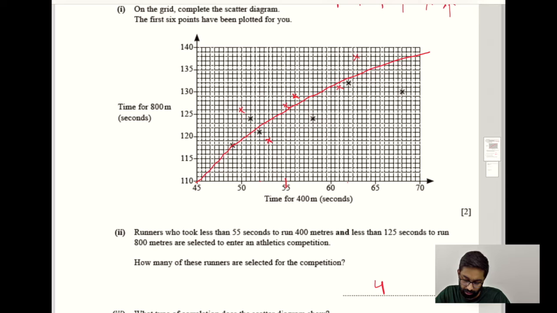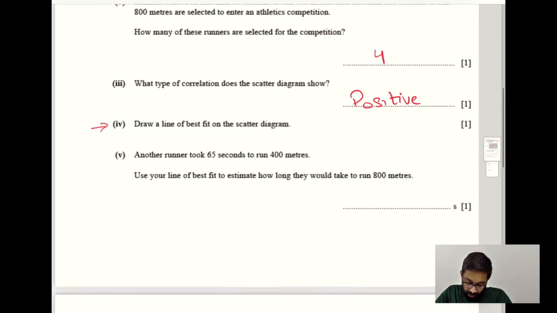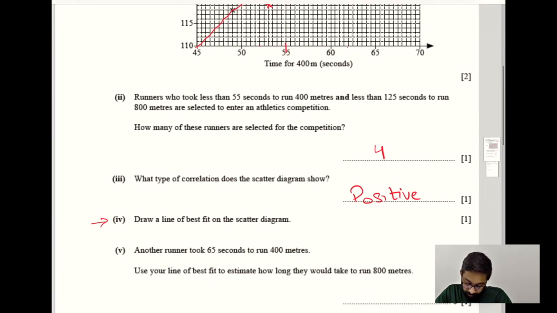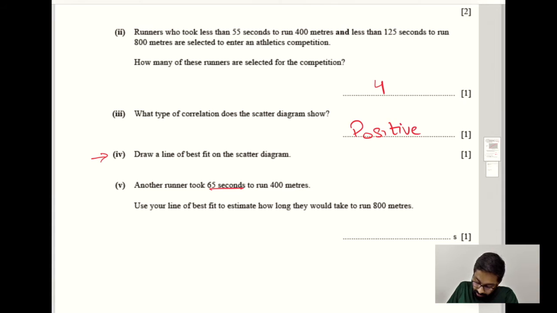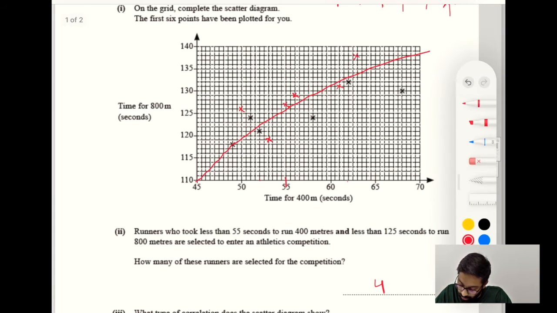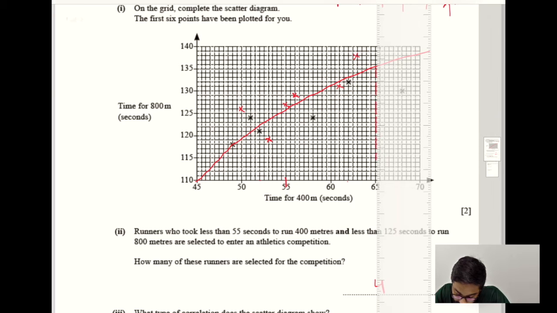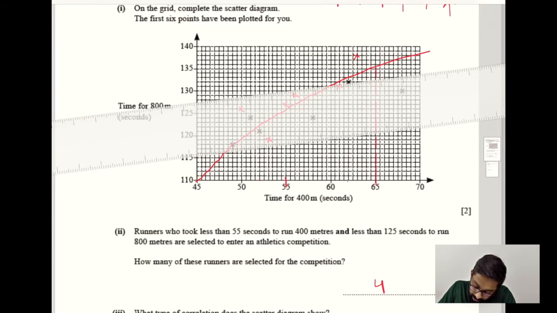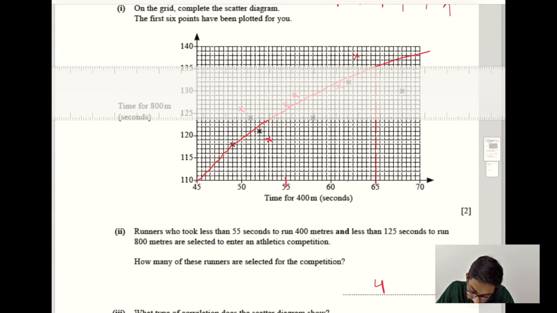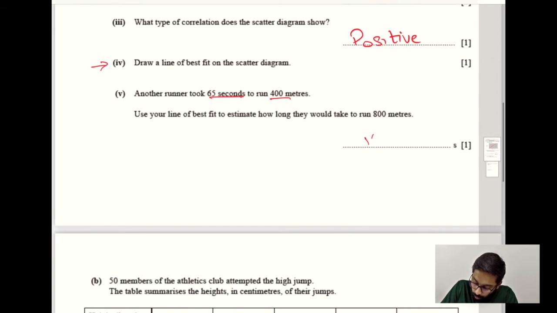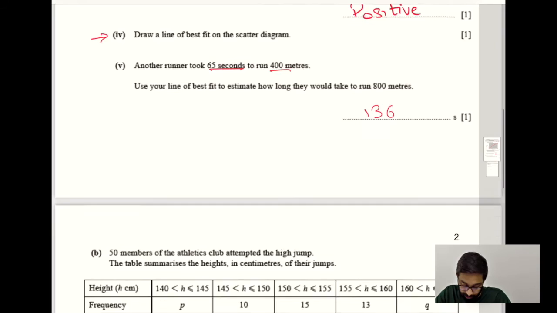Okay, I hope this is visible. I tried my best to draw the line of best fit. Use your line of best fit to estimate how long they would take to run 800 meters. If this guy took 65 seconds to run 400 meters, we draw a line at 65 seconds. That is clearer for us. Let's draw a dotted line over there like this. Then let's connect it to this point. Okay, right there. Excellent. So this runner took 136 seconds. Okay, let's move on.